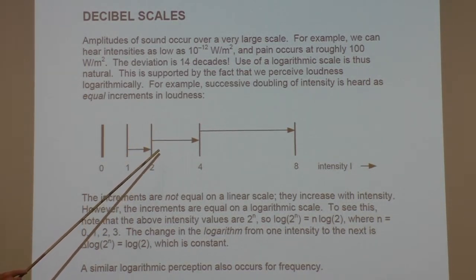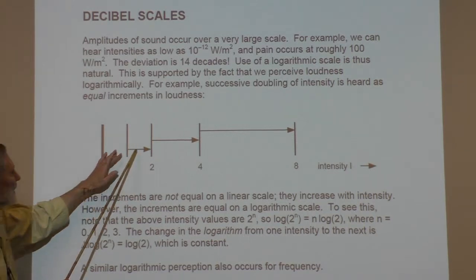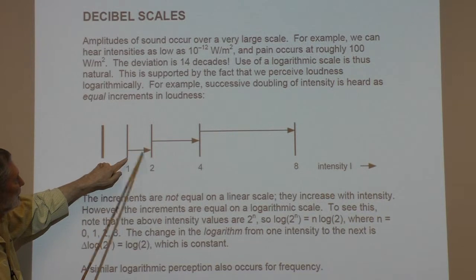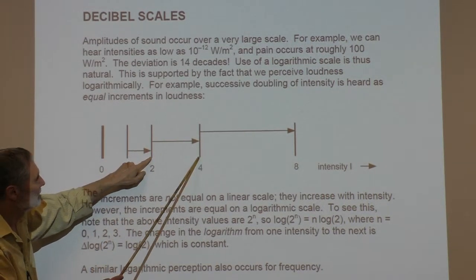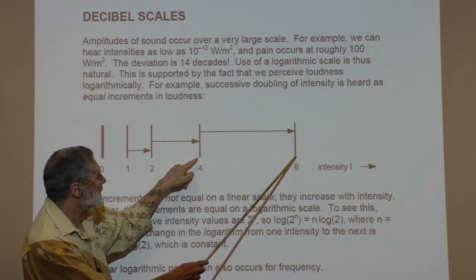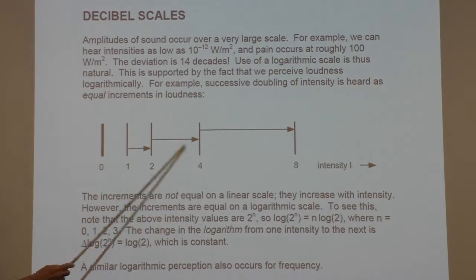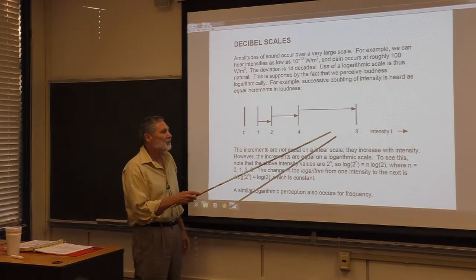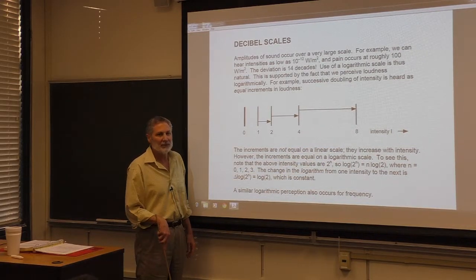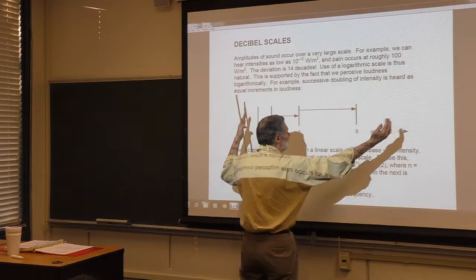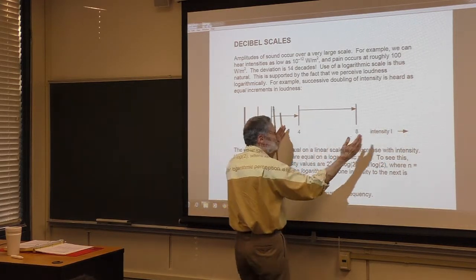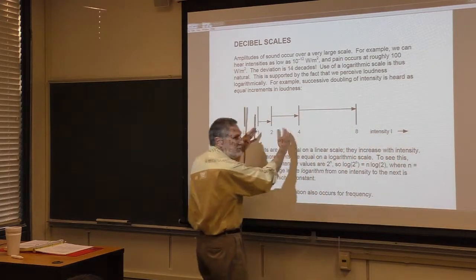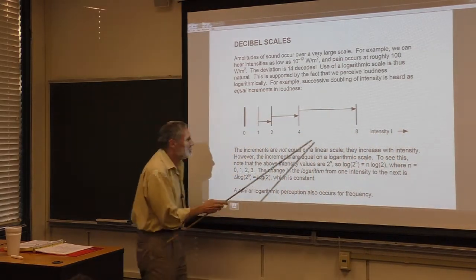So the way we express that, these are equal loudness levels here. The change in loudness going from here to here is the same as the change in loudness here, and it's the same here. These spacings aren't linear. They're not equally spaced on the intensity scale. But they are equally spaced on a logarithmic scale. The logarithmic scale doesn't uniformly compress things. It compresses higher things more than it does information down here. So we can see this here.